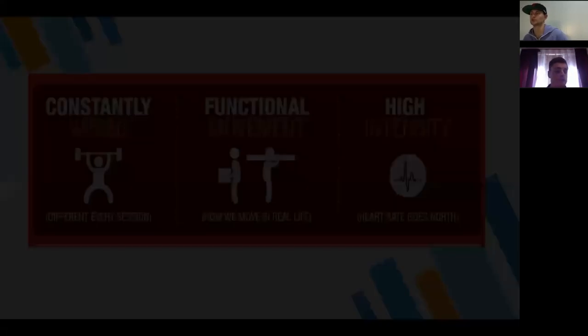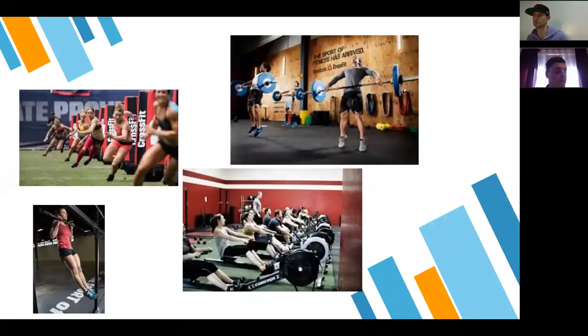A typical CrossFit session would include a variety of different movements, some of which are outlined on this slide here. The movements tend to fall under three categories. Olympic lifting movements, for example, clean and jerk, snatch, or versions of this, such as push press or front squat. Gymnastics or bodyweight movements, for example, push-ups, pull-ups, and hollow body holds. And lastly, monostructural metabolic conditioning, or essentially cardio-based activities such as running, rowing, and cycling.